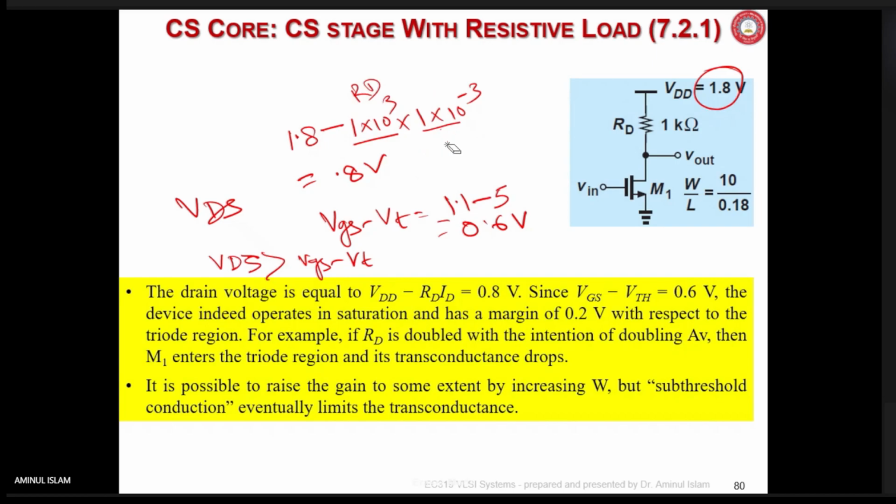Okay. Don't consider it as division ID. So 1 milliampere, so 1 into 10 to the minus 3. You get it.